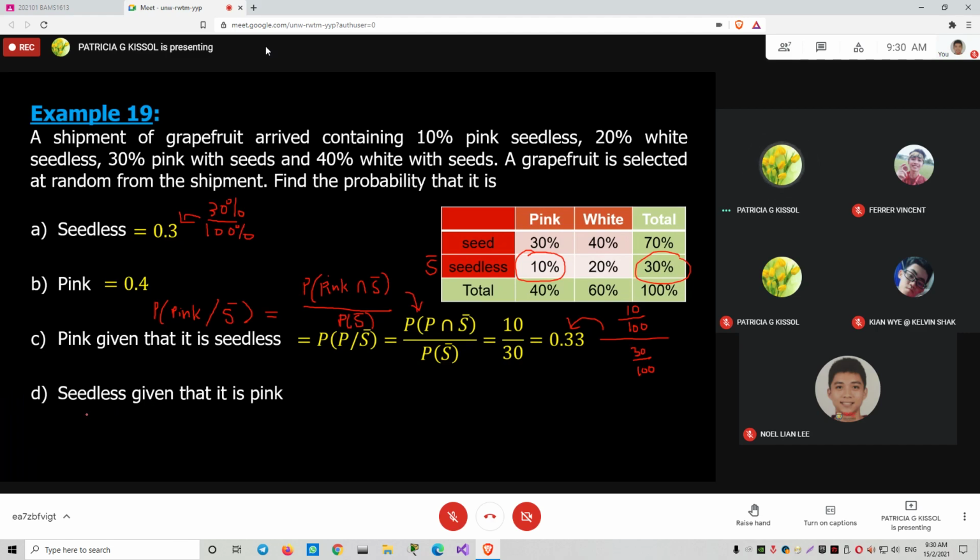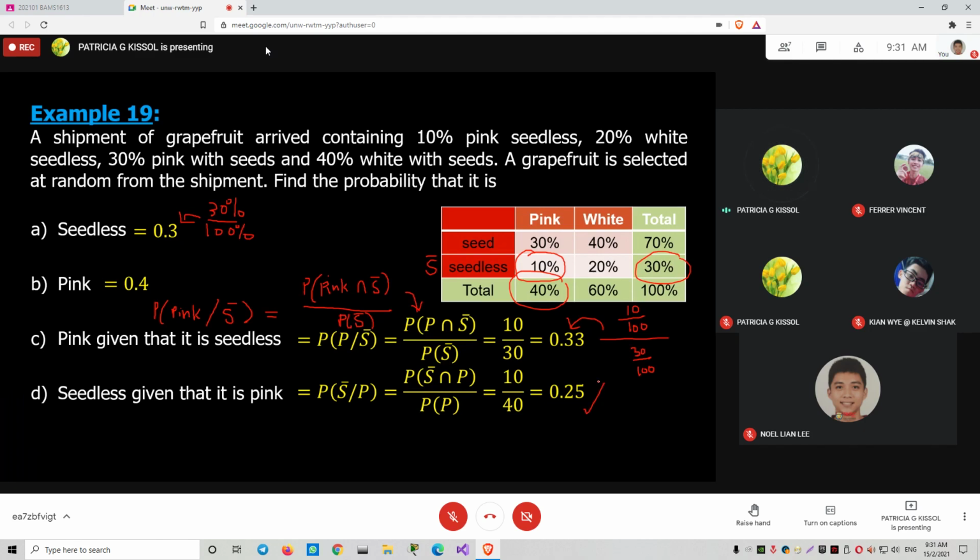Same thing with part D, seedless given that it is pink. So it's the other way around, and of course our symbol would be the other way around. Seedless and pink is still 10 over 100, and probability of pink only is 40. So that's why it's 10 over 40, and our answer is 0.25.